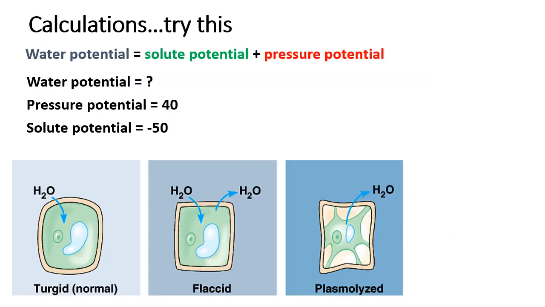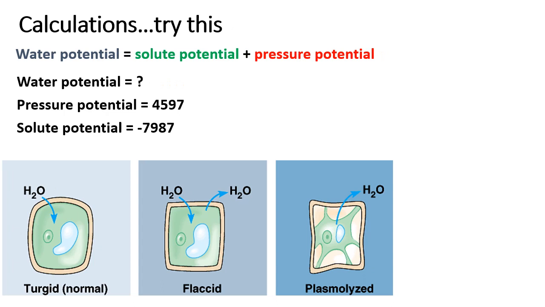So let's try a few calculations on this. I'd like you to find the water potential when the pressure potential is 40 and the solute potential is minus 50. So hopefully you spotted that the water potential here of the plant cell is minus 10. Next one, can you work out the water potential when these are the pressure and solute potentials? And hopefully you spotted that it's minus 3,390.